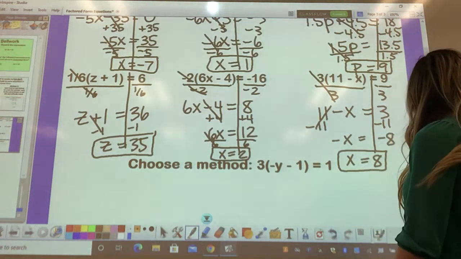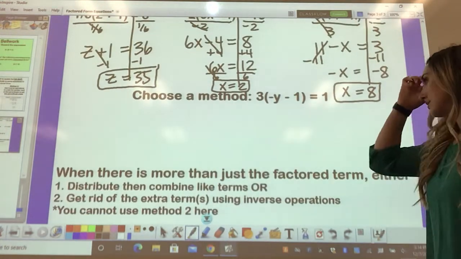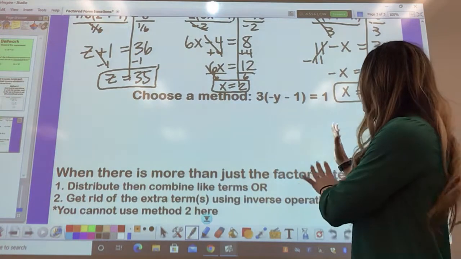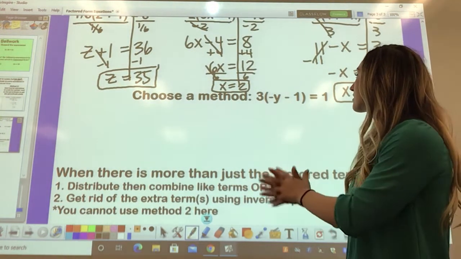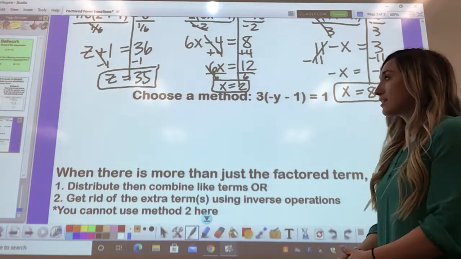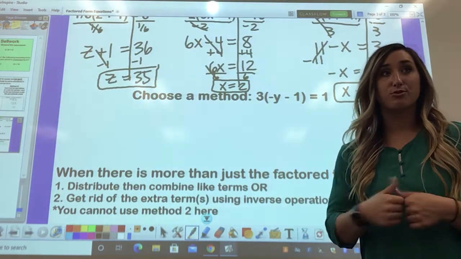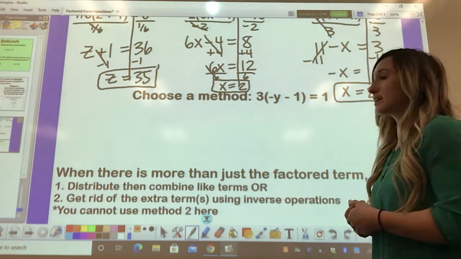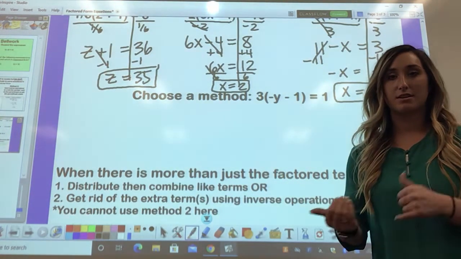Okay. For this next one, I'm asking you to choose a method. So looking at this example, 3 times the quantity of -y minus 1 equals 1. Choose a method, either 1 or 2, whichever one you prefer, to solve for y. Okay, so I'm going to have you pause the video and solve.